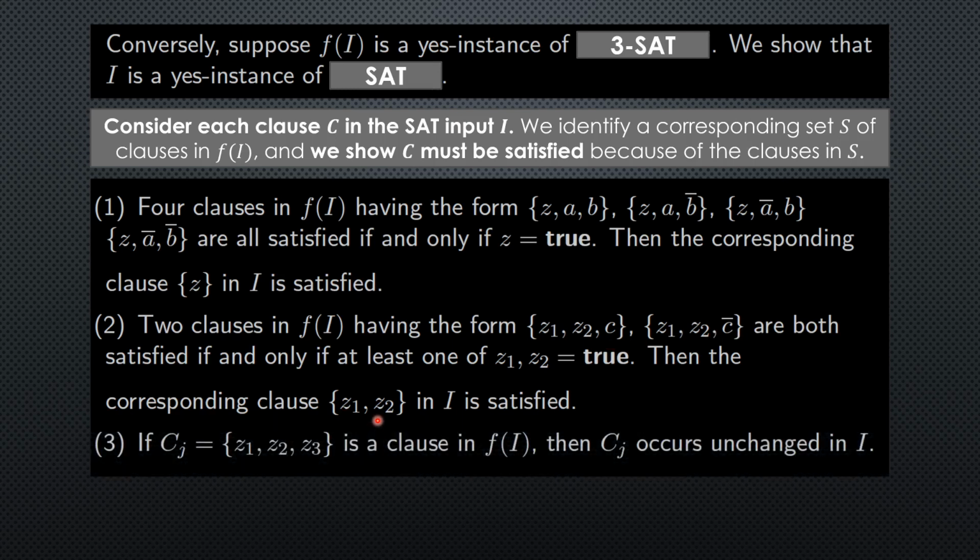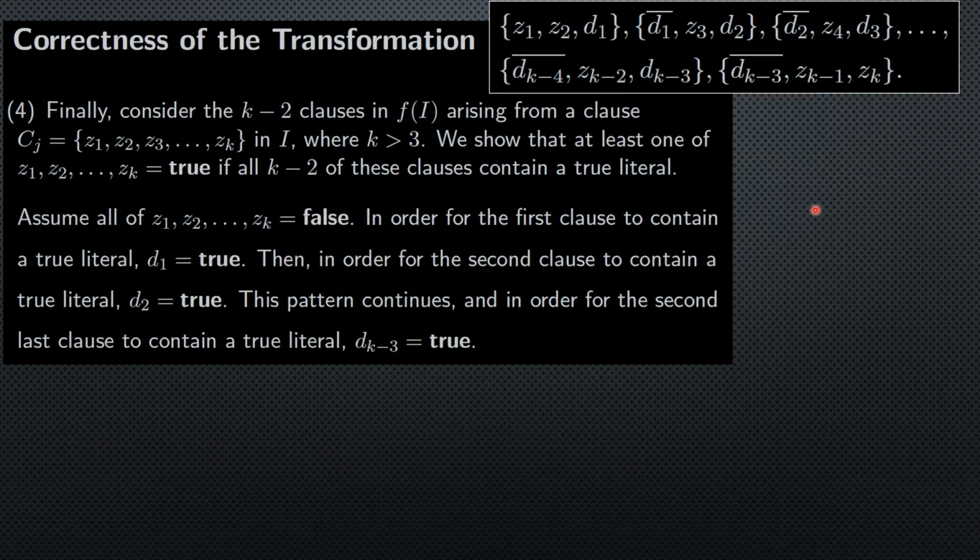What if the clause C in the SAT formula has 3 literals? Well, then that clause occurs verbatim in the 3SAT instance, and it's a yes instance of 3SAT, so that clause is satisfied. That takes us to the final case, which is the only really complicated case in all of this.